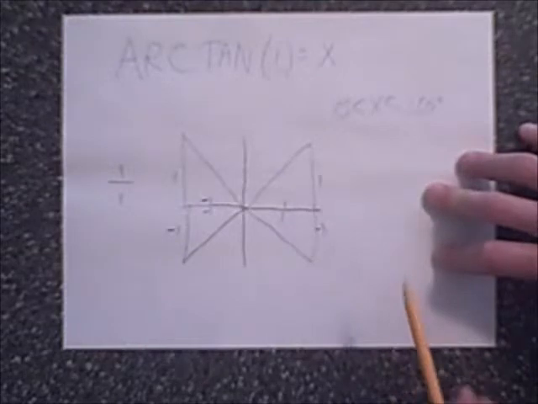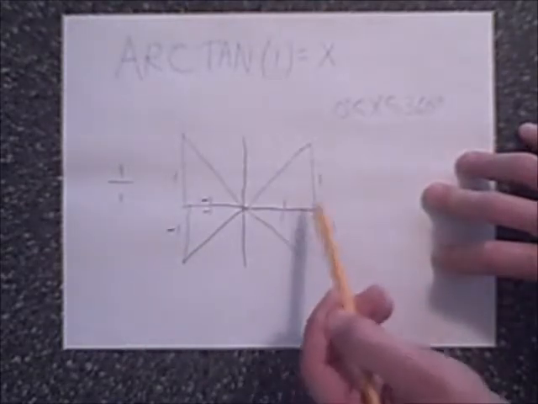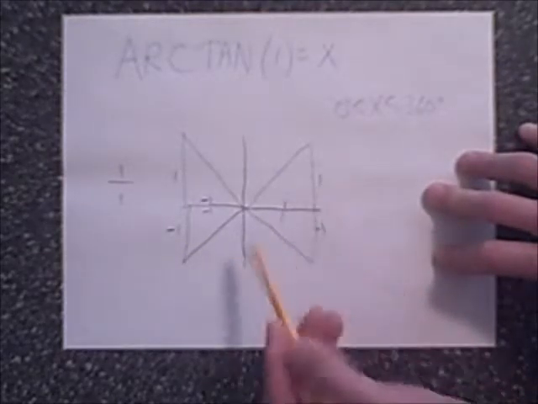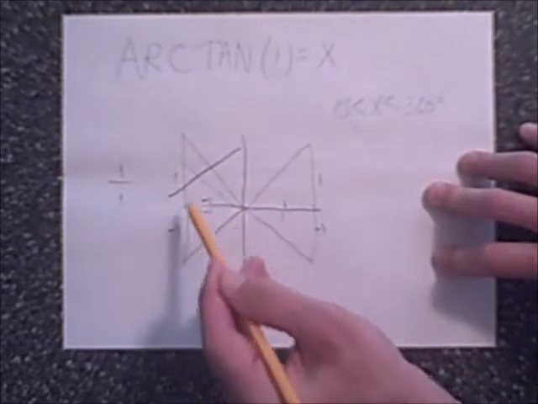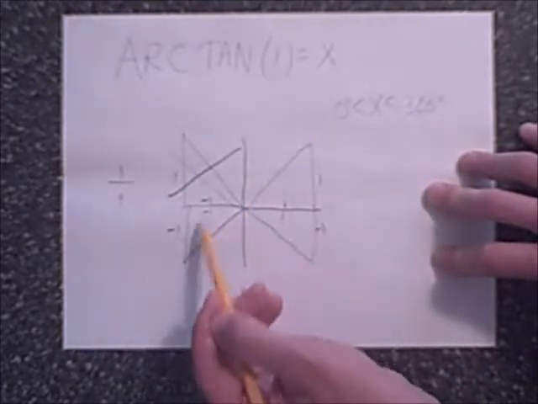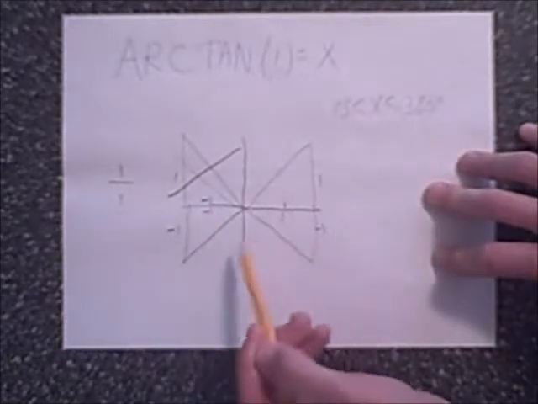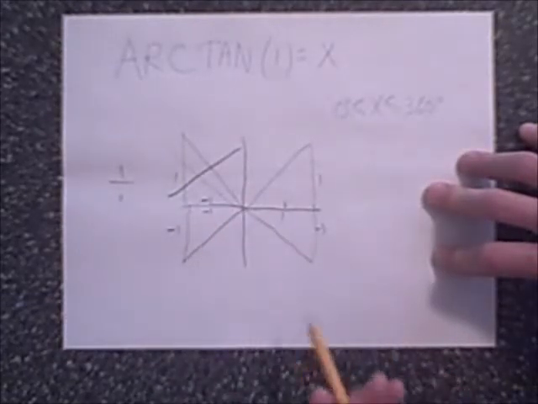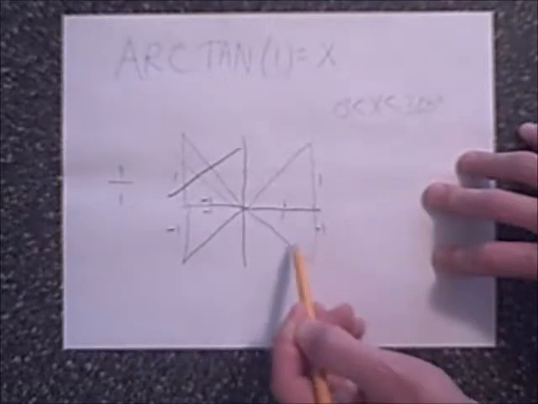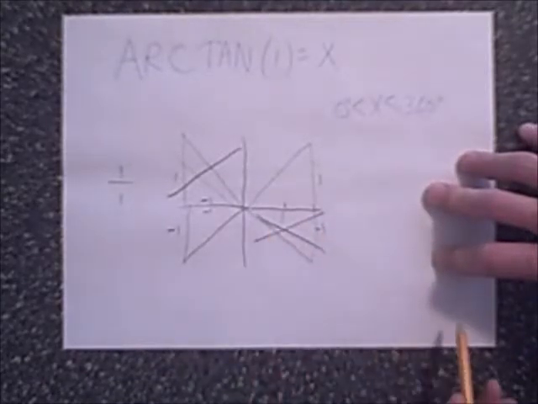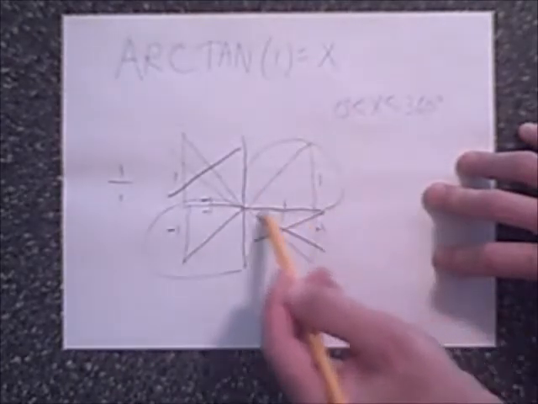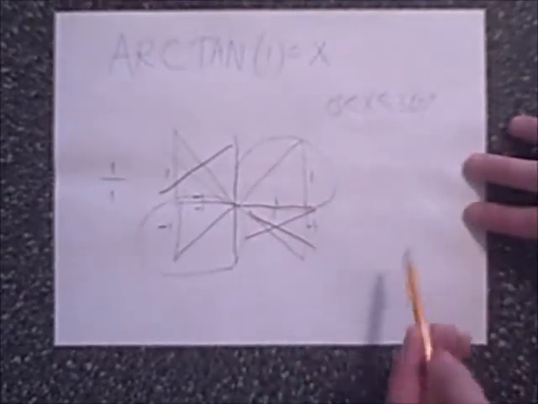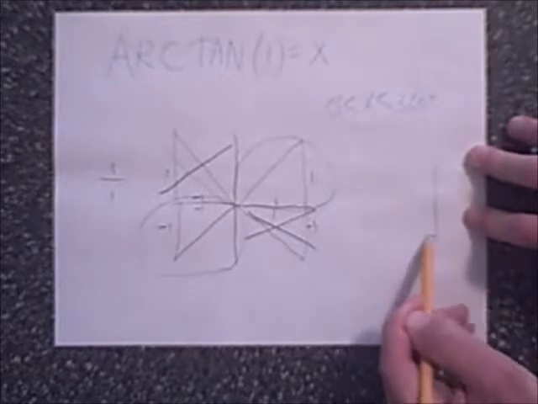So where is tangent positive? It's positive here. 1 over 1 is 1. It's negative here, so we're going to eliminate that. That's opposite over adjacent, it's negative. Negative 1 over negative 1 is positive, so that one is actually a possibility. And then negative 1 over 1, we eliminate quadrant 4. So these are our two solutions. So let's again take a look and find our reference angle.